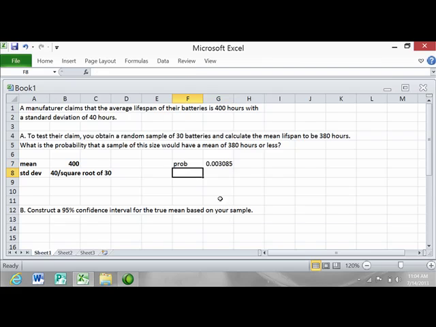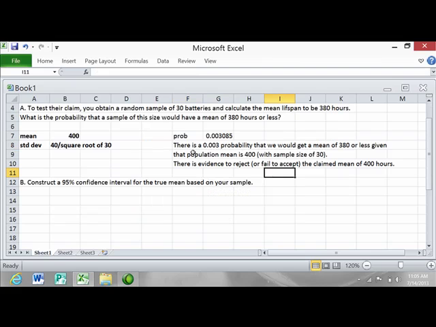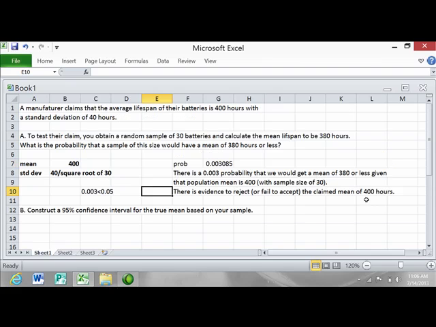So what is that telling us? That tells us that there's a 0.003 probability we would get a mean of 380 or less given that the population mean is 400 with a sample size of 30. So in other words, since 0.003 is less than 0.05, remember that cutoff that we use, that 5% cutoff, there's evidence to reject or fail to accept the claim of a mean of 400 hours.